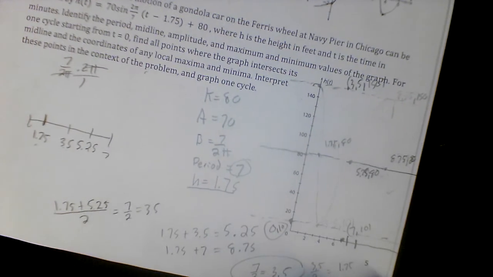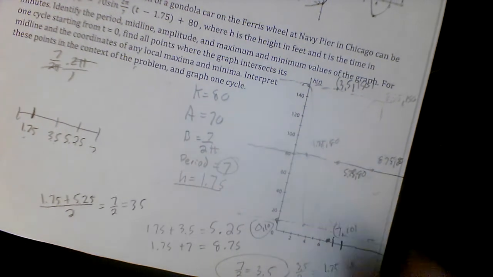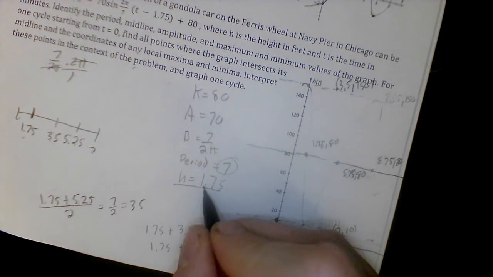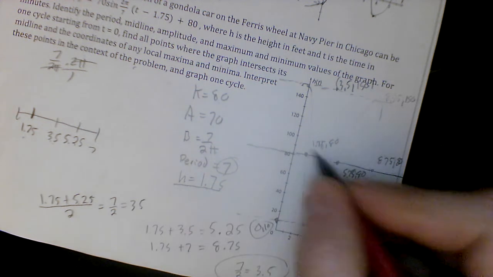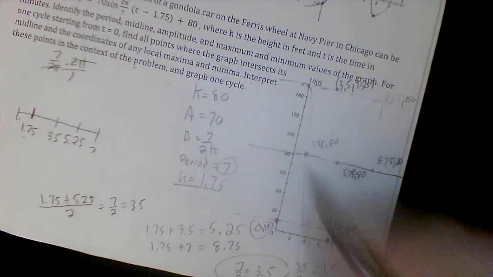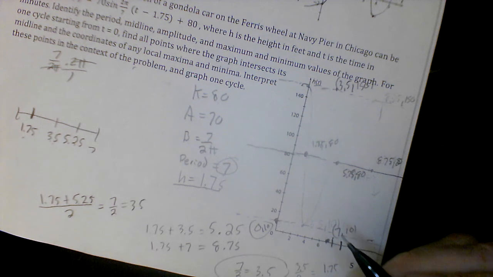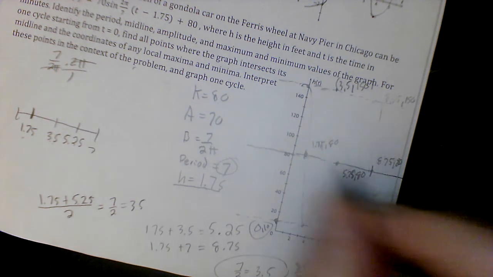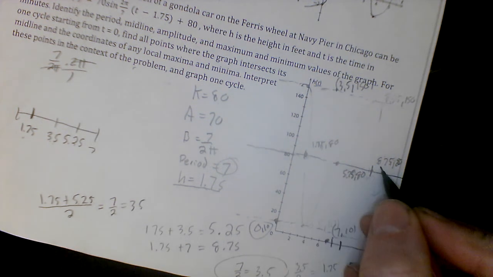So here's what I did with it. All right, I started right here because this graph shifted over 1.75. So this was going to be the middle of my graph. And then I went 7 over because my period's 7, right? And I put another one. This plus 7 is 8.75.